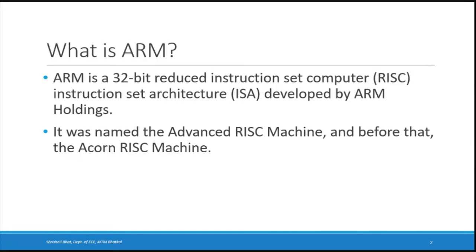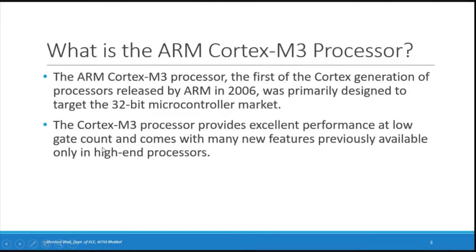Before it was named Advanced RISC Machine, it had the same name ARM, but it stood for Acorn RISC Machine, the name of the company that initially began this. The 32-bit microcontroller that we are going to study belongs to the Cortex generation of ARM processors, and particularly you are studying Cortex M3. That is one type among the ARM processors. It is the first of the Cortex generation of processors, which was released in 2006.